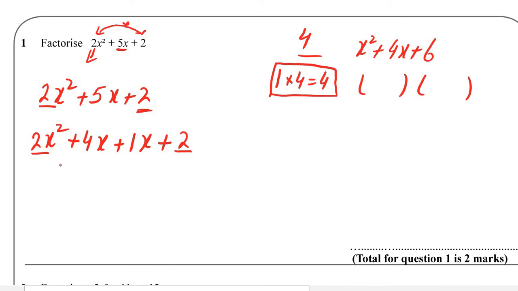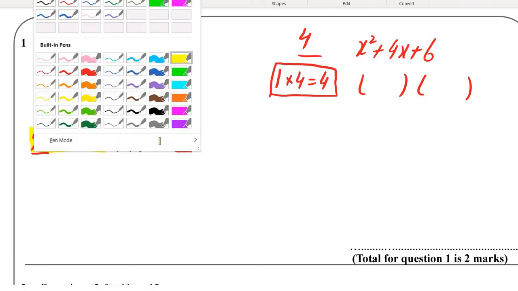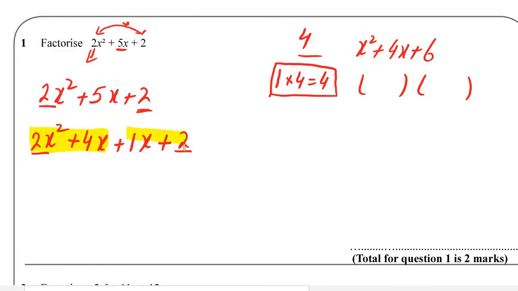Okay, now we're going to make pairs to factorize this. I can get two pairs now. You can see here I have this pair, and I have another pair, which is this one. So I got two pairs.